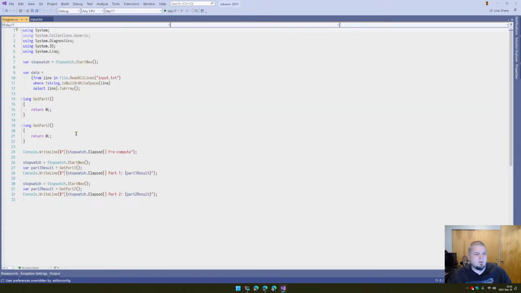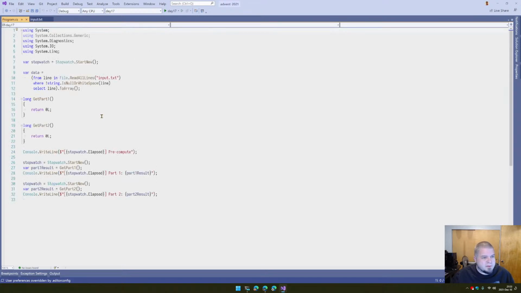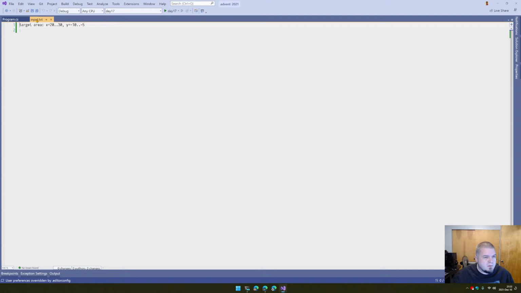Okay, well, I guess we'll parse the data. Right, so target area colon. We'll start at position, where's my cursor position? Wow, is there no cursor position on screen anymore? What am I missing here? There it is. Okay. So we'll start at 13, apparently. We're going to do x equals blah, y equals blah.